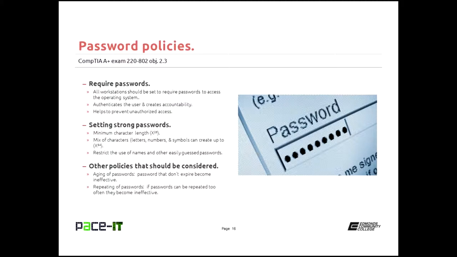Now, if you want to get really more difficult, you need to require a mix of characters, including letters, numbers, and symbols. And this can give you up to the 84th power. So if you required 6 digits in length, but you required a mix of uppercase, lowercase, letters, numbers, and symbols, that would be 6 to the 84th power of numbers of combinations that could be created with 6 digits.